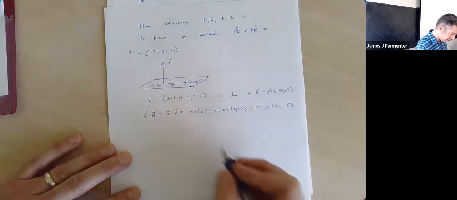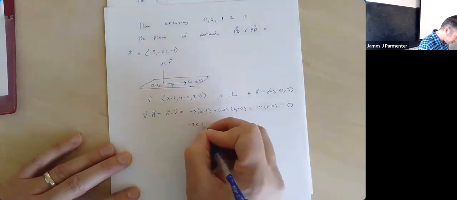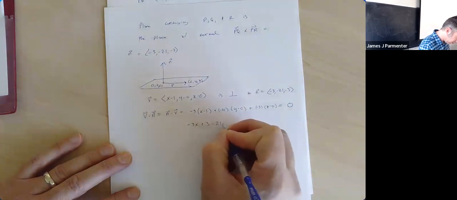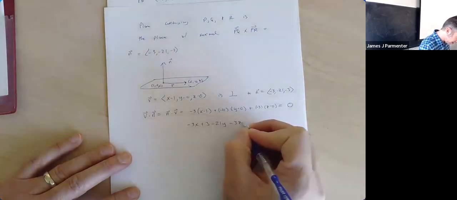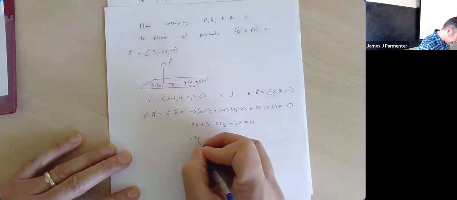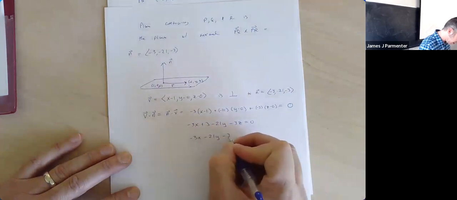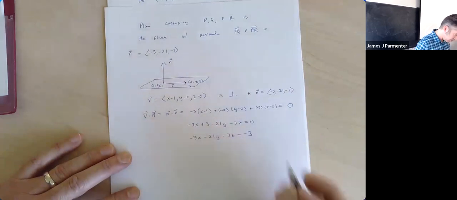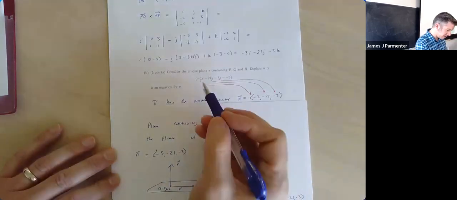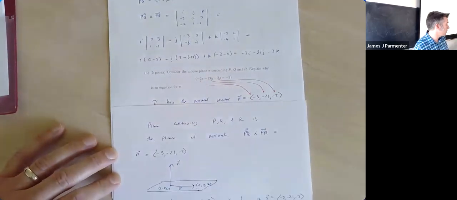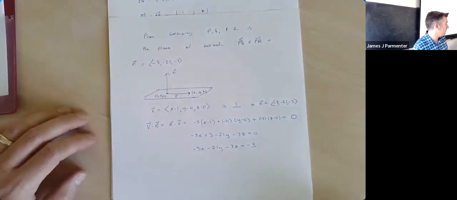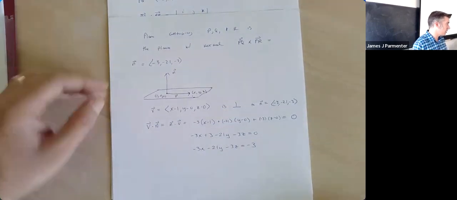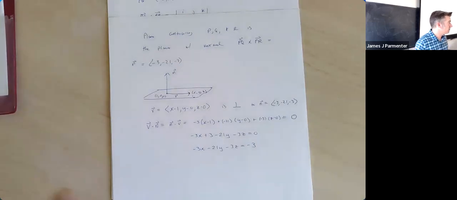But then check this out. We end up getting -3x plus 3 minus 21y minus 3z equal to 0, or -3x minus 21y minus 3z equals -3, which I believe was exactly the equation that we were trying to show was the equation of the plane. So that's how you can go about finding the equation of the plane based on having 3 points in the plane.